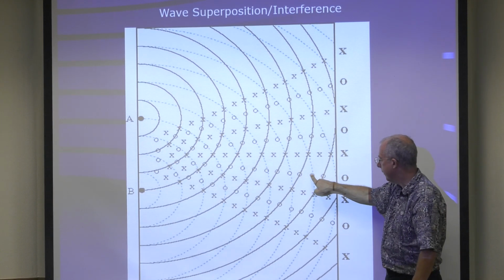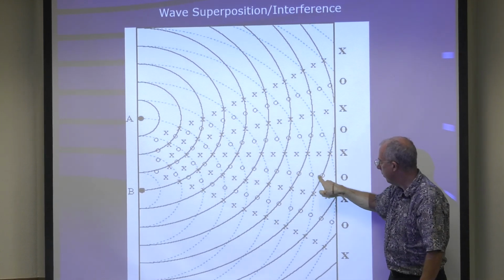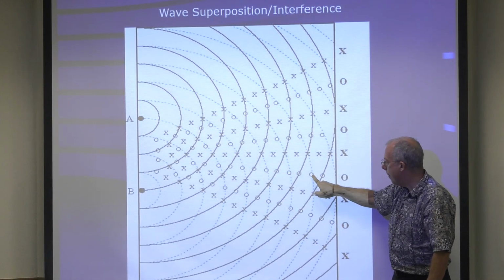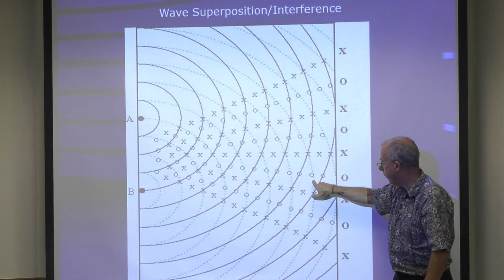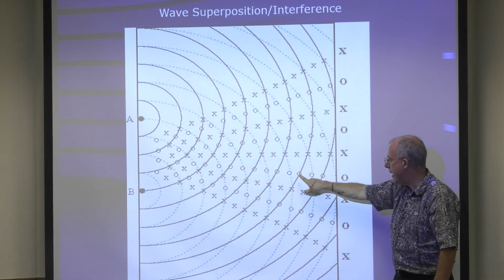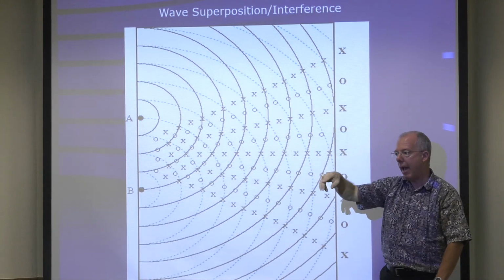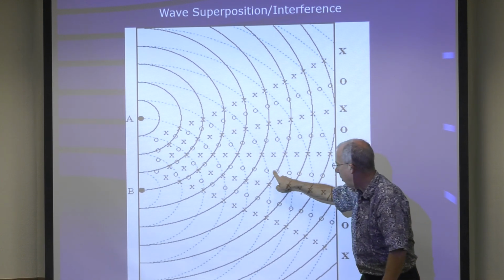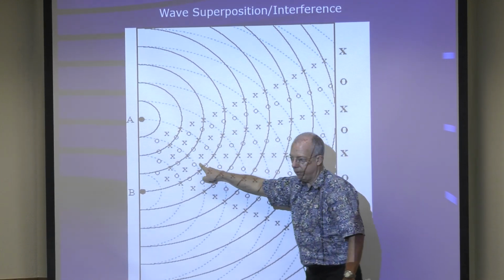Okay, let's look at this one. It's a min from A, because it's halfway between the maxes. So it's a min from A, max from B, because here's a wavefront. Max from B. So you have min from A, max from B, they cancel. So everywhere we have these zeros or O's, you have destructive interference.